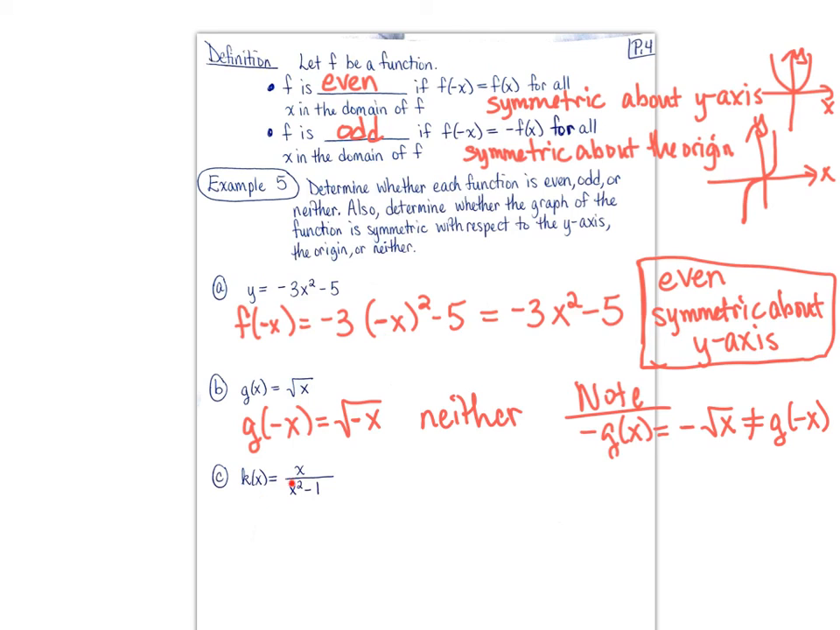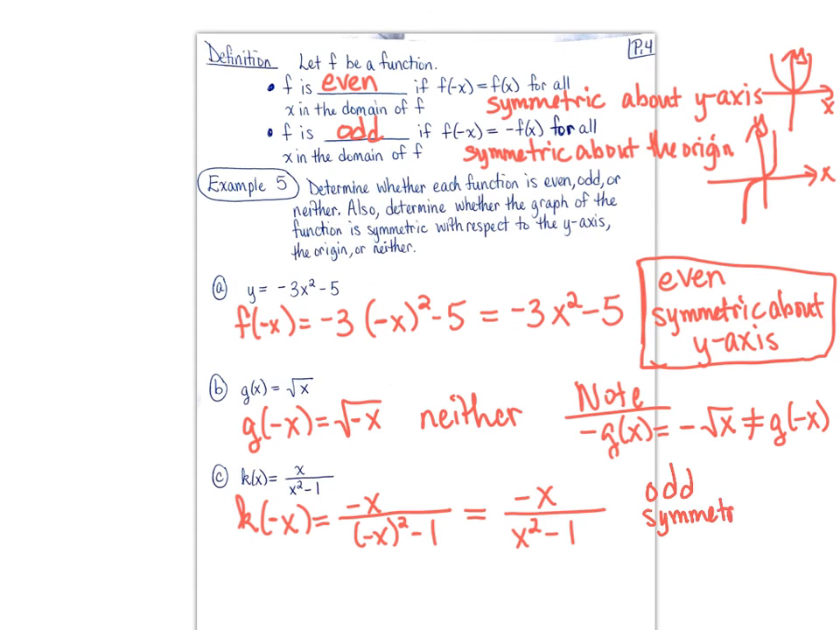For part C, we have k of x is equal to x over x squared minus 1. That's equal to, well, it's equal what it is, okay? K, we're trying to determine if the function is even, odd, or neither. So k of negative x is equal to negative x divided by negative x squared minus 1. That's equal to negative x divided by x squared minus 1, since negative x squared is just x squared. Well, that's the opposite of our original function, k of x. So this means that our function is odd and symmetric about the origin.